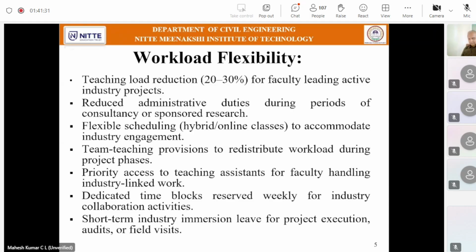They should have at least 3 days to go to the industry for completion of their project, and 3 days to complete their academic workload inside the college.